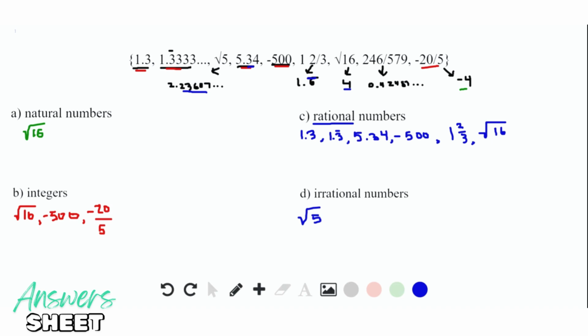246 over 579, when we calculated it, we found that it does not have a repeating decimal, so it's irrational. 0.42, which is equal to 246 over 579, is an irrational number. And finally, negative 20 over 5 is negative 4, which is an integer and is also a rational number. And there are our solutions.